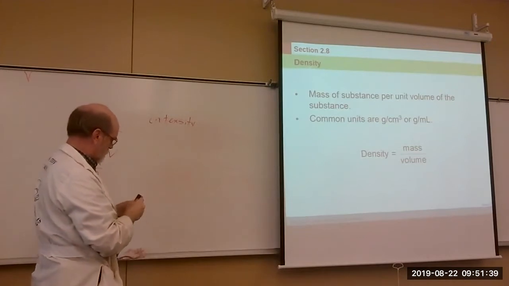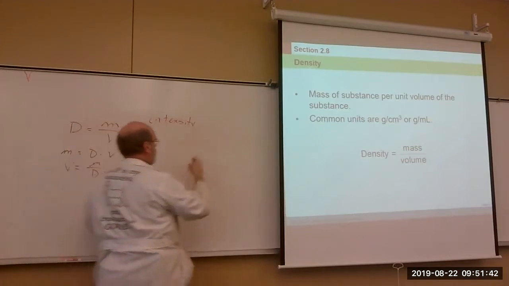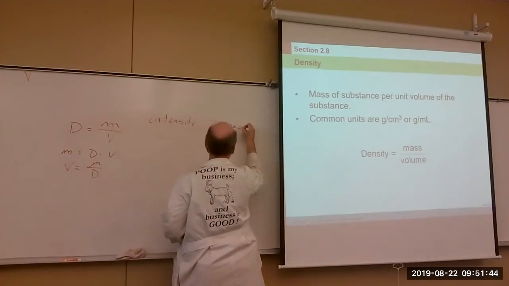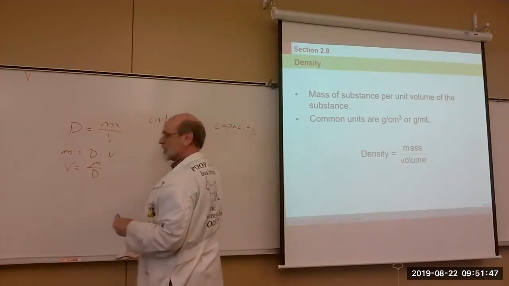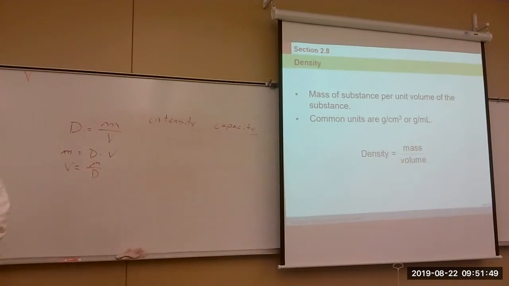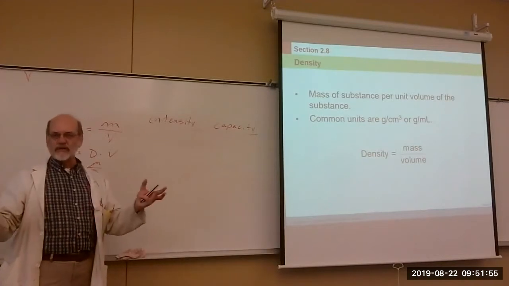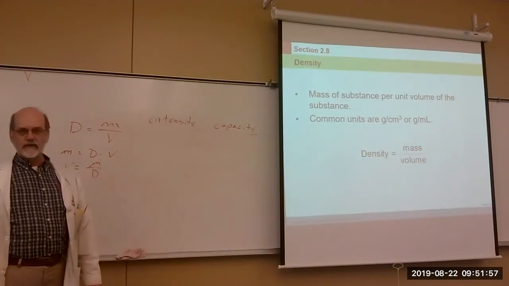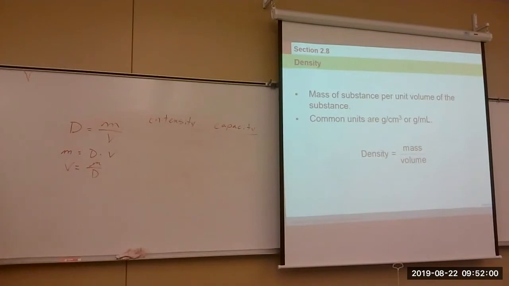Oh, I've gone too far. Intensity versus capacity. In short, intensity is a property of matter which does not change no matter how much of it you have. Right? So the density of a chunk of gold or a gold coin will be the same as the density of a gold bar. Right? Doesn't change. Capacity is like mass. If you have the gold bar, it definitely has more mass than the gold coin. That's a capacity factor.